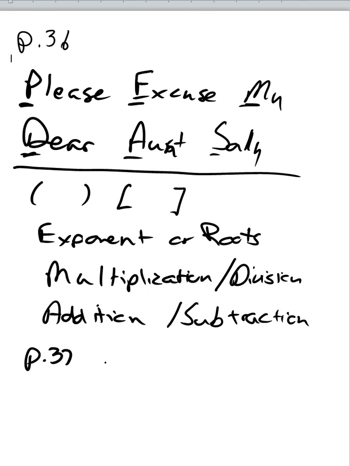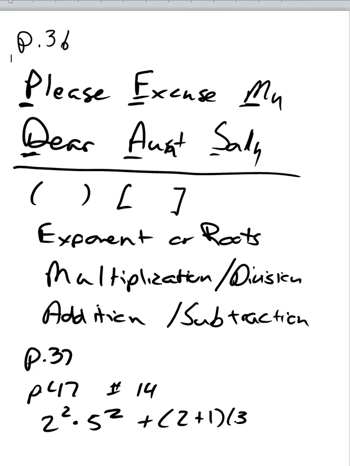If you're looking on page 47, problem number 14 in the book, you're going to see something like this: 2 squared plus 5 squared plus (2 plus 1) times 3. And we have to evaluate that. Now, the first thing you have to do is parentheses. So you do what's in parentheses. So I have 2 squared plus 5 squared plus 3 times 3.